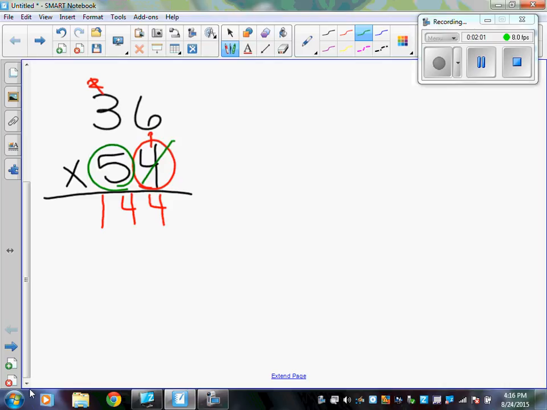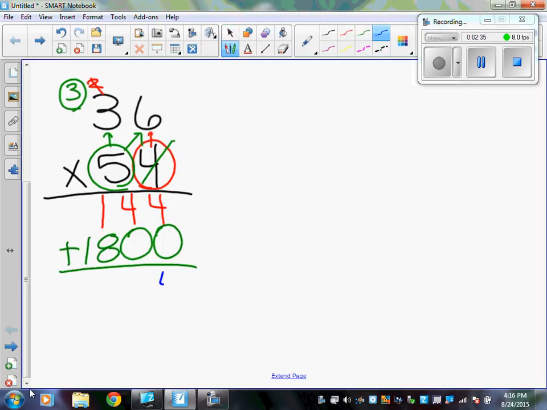Since the 5 is in the tens place, its value is 50. So it's like I'm multiplying 36 times 50. So I will drop that 0, and now I'm ready to multiply times a 5. Make sure you go back to that ones place on the first factor to multiply. 5 times 6 is 30. Carry the 3. 5 times 3 is 15. Plus 3 is 18. Now all you have to do is add it together. 4 plus 0, 4 plus 0, 1 plus 8, and then bring down that 1. So your final answer would be 1,944.